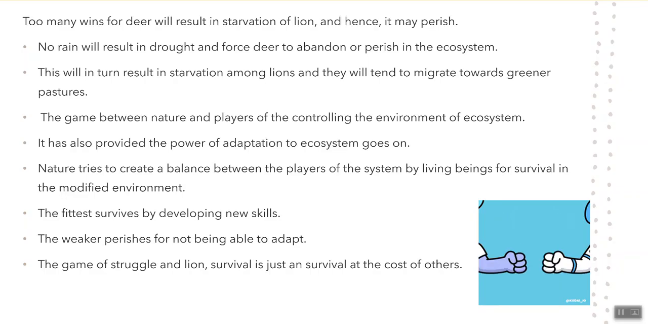Nature tries to create a balance between the players of the system, the living beings, for survival in the modified environment. The fittest survives by developing new skills. The weaker perishes for not being able to adapt. The game of struggle and survival is just survival at the cost of others, isn't it? So now also, if you study for your exam well, you're going to pass the exam. If you do not study properly, then you are weaker and you might fail. The same thing depends on your hard work also.